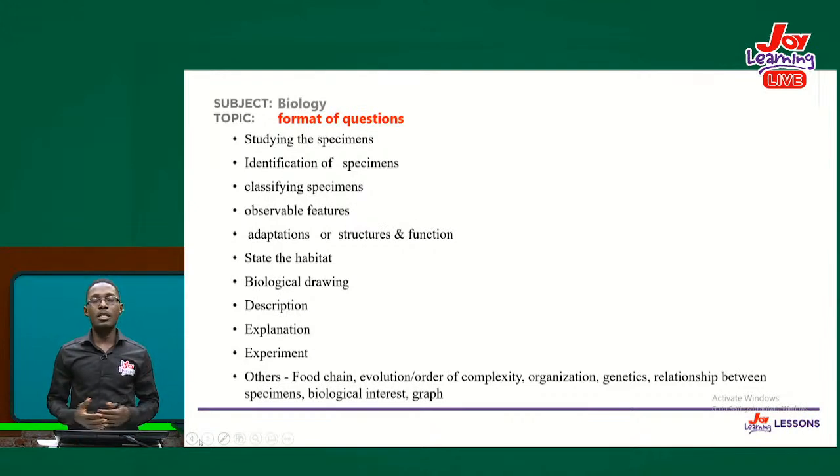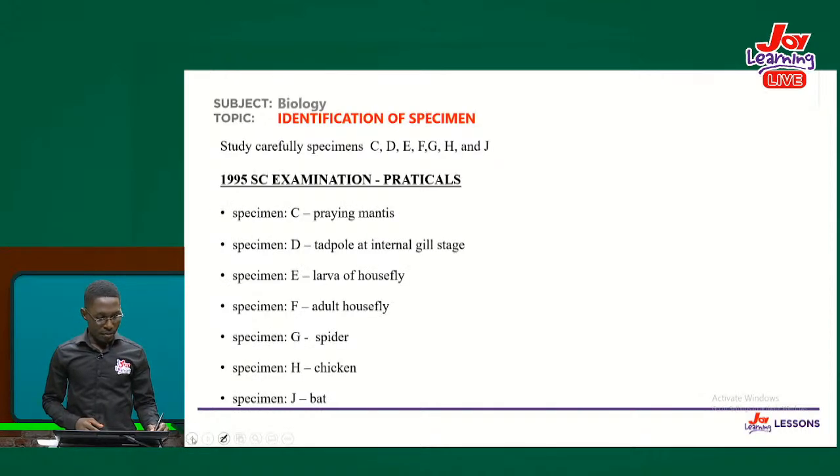Some include food chain, evolutionary trend, or order of complexity. They may also ask you genetic questions, relationship between two things or two specimens, biological interest, and what we faced recently, graphs in our exams. Who knows, it can reappear. So let's begin with the first part.